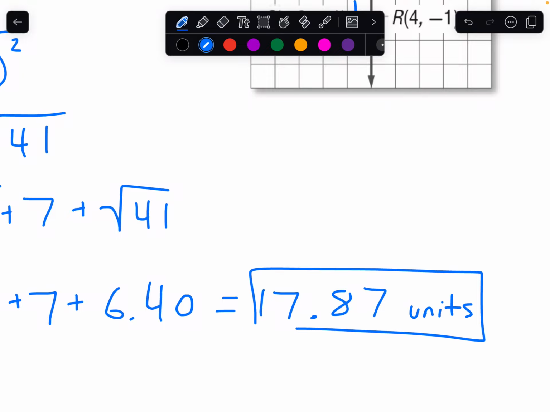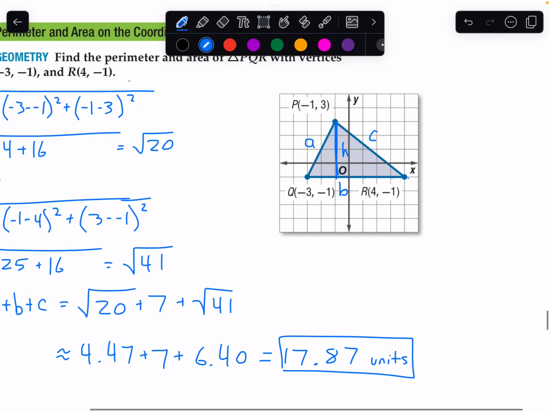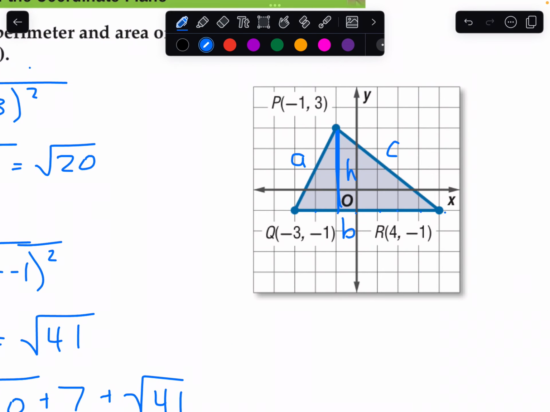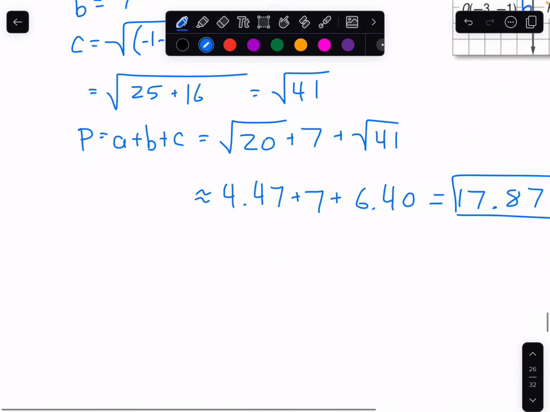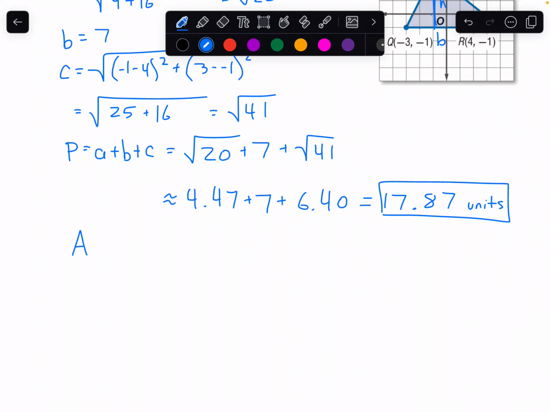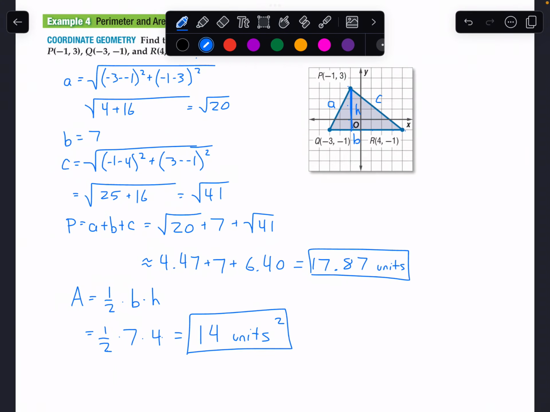since they weren't specified. As for the area, remember side B was 7, height H we can count as 1, 2, 3, 4. So the area of this triangle, every triangle, 1/2 base times height is 1/2 times 7 times 4. Half of 4 is 2. 7 times 2 is 14. Area is always in square units, so 14 units squared.